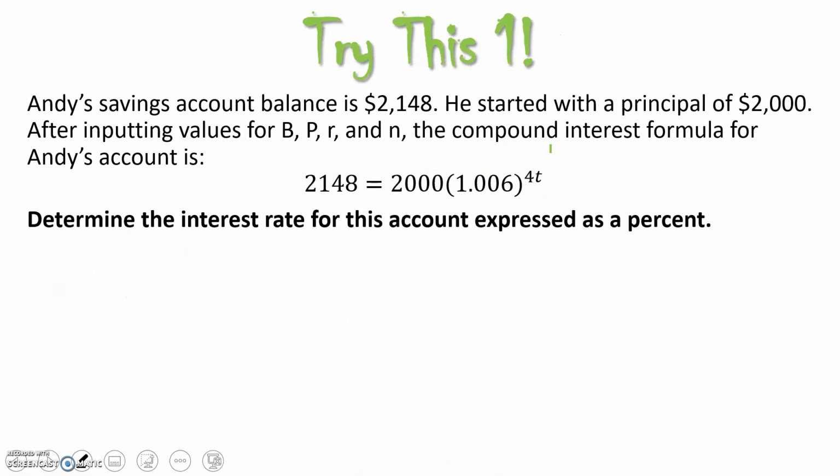Now it's your turn to try. Andy's savings account balance is $2,148. He started with the principal of $2,000. After inputting the values for B, P, R, and N, the compound interest formula for Andy's account is 2,148 equals 2,000 times 1.006 to the power of 4t. Determine his interest rate for this account expressed as a percent. Pause the video to give it a try.